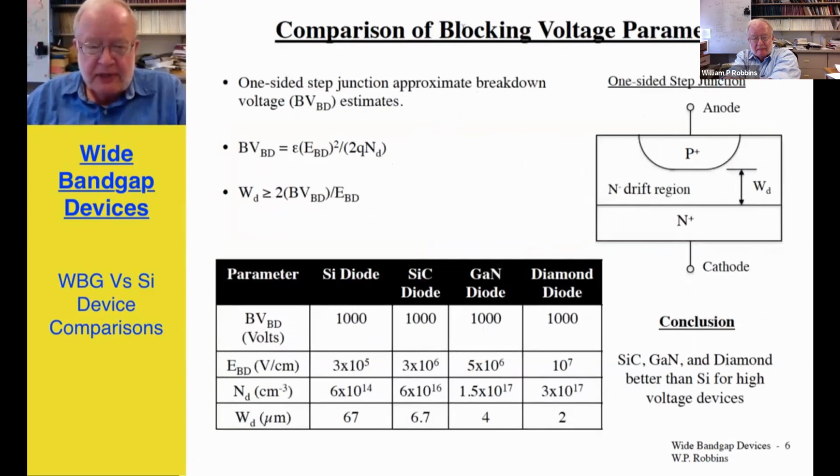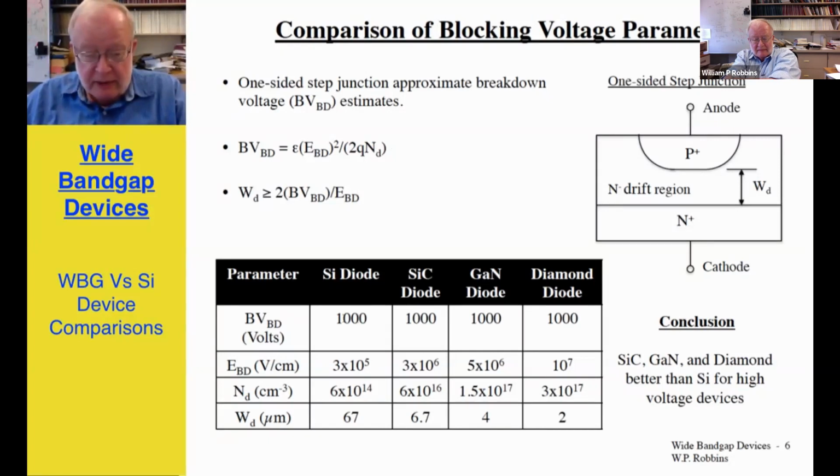For example, let's consider a simple example of calculating the blocking voltage capability of a PN junction. I'm assuming a one-sided step junction. It's not too difficult to show that the breakdown voltage is proportional to the square of the breakdown field strength divided by essentially the doping density, and the drift region thickness has to be greater than twice the rated breakdown voltage divided by the breakdown field strength.